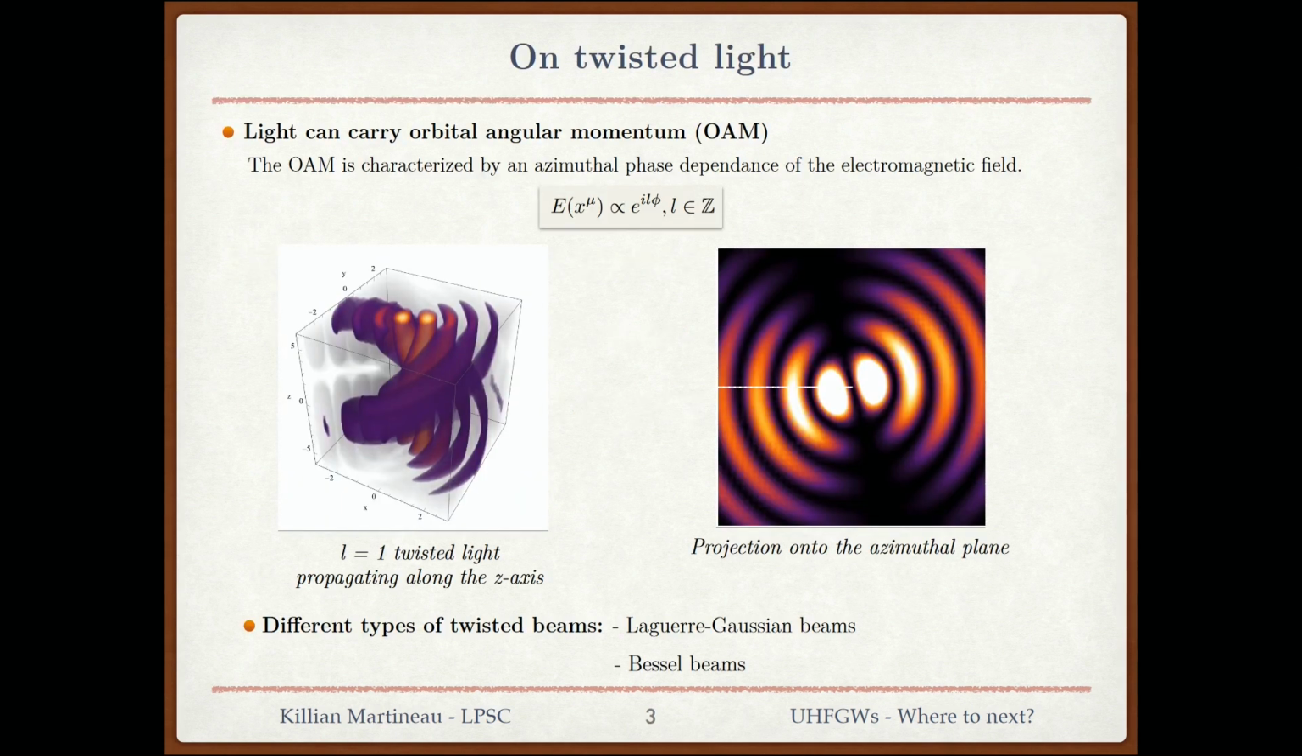So light can carry orbital angular momentum, and the OAM of light is characterized by an azimuthal phase dependence of the electromagnetic field. If you look at the trajectories followed by wavefronts of such light, you will see that those trajectories are very similar to those of two bodies that would inspiral in space. So this is why we had the idea in the first place to compute the gravitational waves that would be emitted by such systems. There exist different types of twisted beams, such as the Laguerre-Gaussian beams or the Bessel beams, which are the beams we are interested in today.